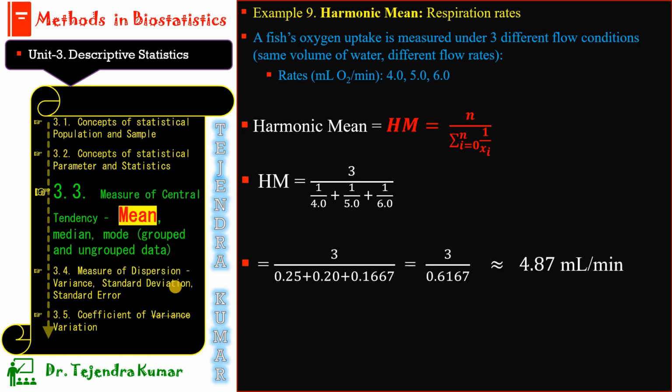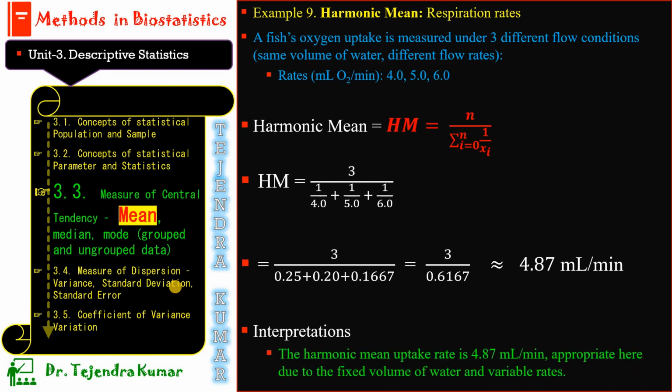So in this way we will get the answer, about 4.87 milliliter oxygen per minute. Interpretation: the harmonic mean uptake rate is 4.87 milliliter oxygen per minute, appropriate here due to the fixed volume of water and variable rates.